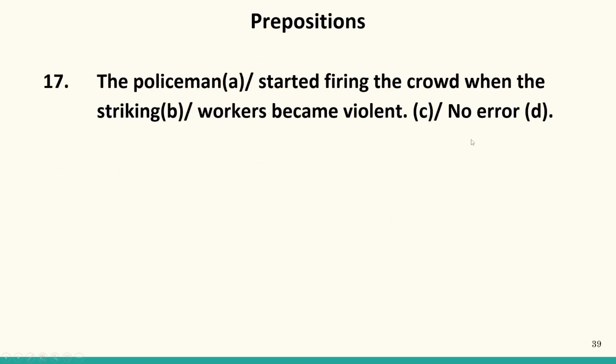Now let us have one more sentence, that is, the policeman started firing the crowd when the striking workers became violent. Now in this sentence we can say the police started firing, but whom did it fire? It is on the crowd. So after the verb fire, it should be at over there, because at is used to set the target. So we use preposition at for the target.